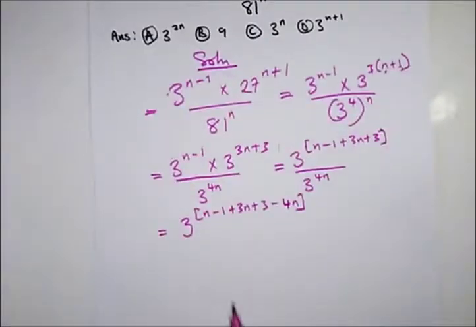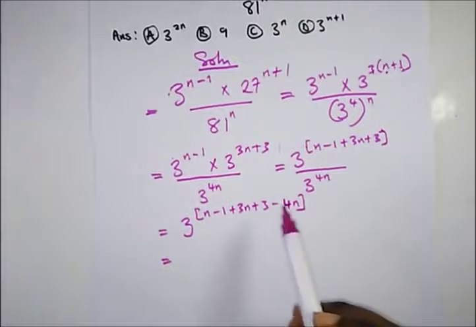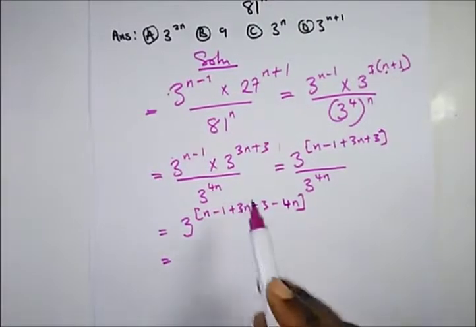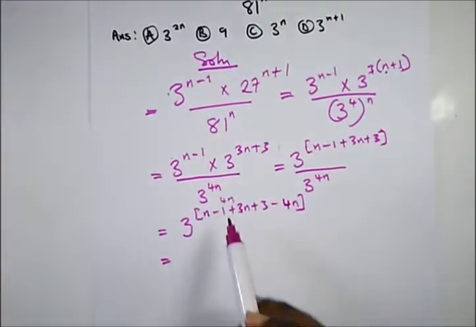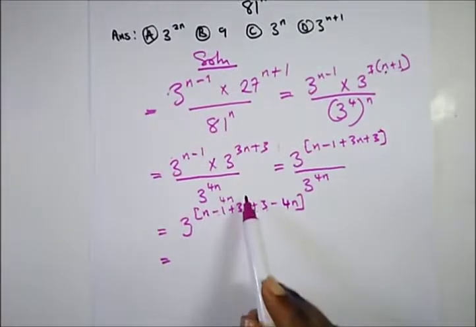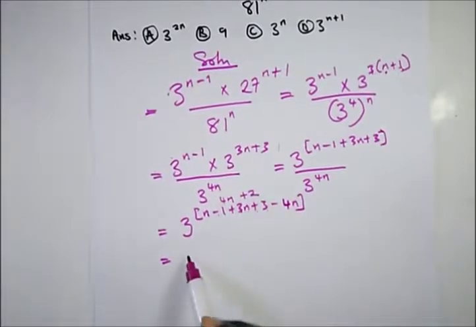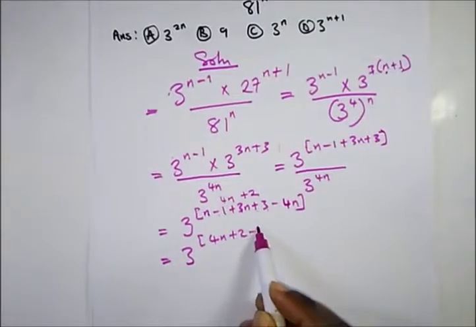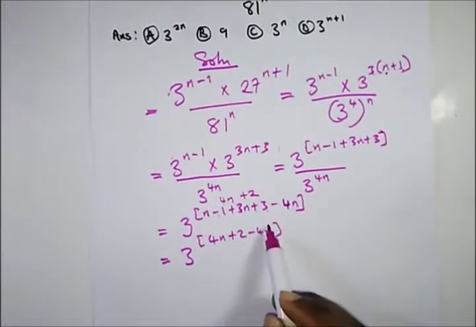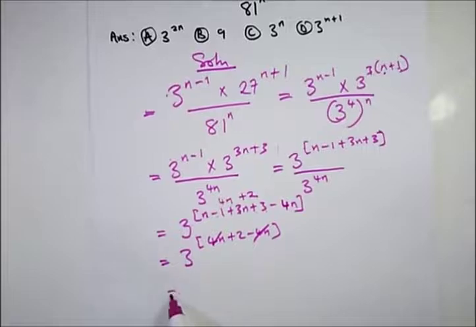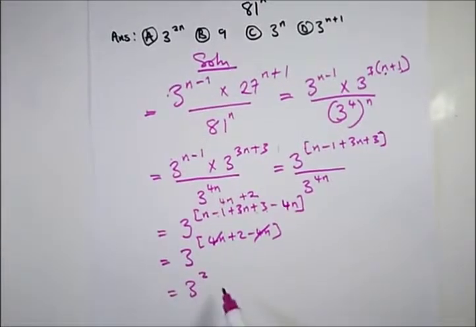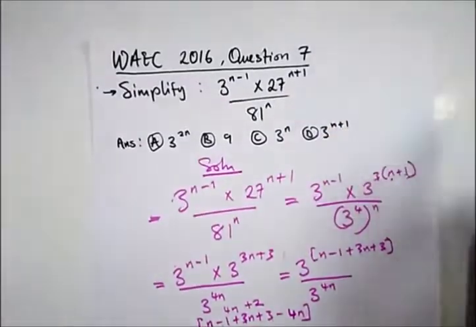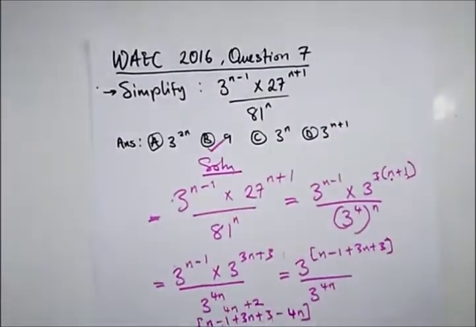So what do we have here? This n plus 3n will give us 4n, right? And minus 1 plus 3 will give us plus 2. So we have bracket 4n plus 2 minus 4n, where this will cancel this, and we're left with 3 raised to the power 2. And what's 3 raised to the power 2? 9. Our correct option here is option B.